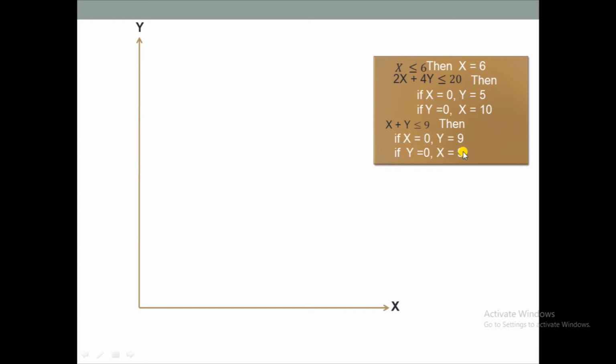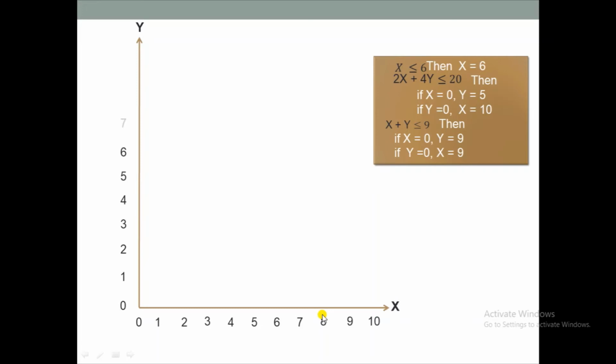Now looking at the values of x and y: the minimum value of x is 6 and the maximum value of x is 10, the minimum value of y is 9, and the maximum value of y is 5. So up to a maximum of 10, we only require that many coordinates on the axis. Accordingly, you can distribute the coordinates: 1, 2, 3, 4, 5, 6, 7, 8, 9, 10.